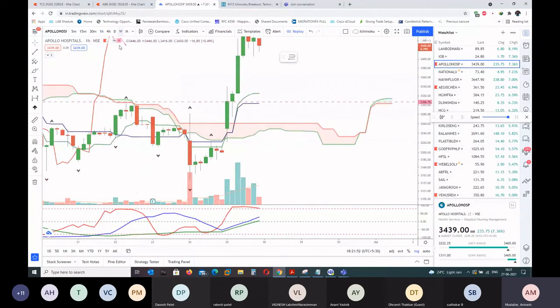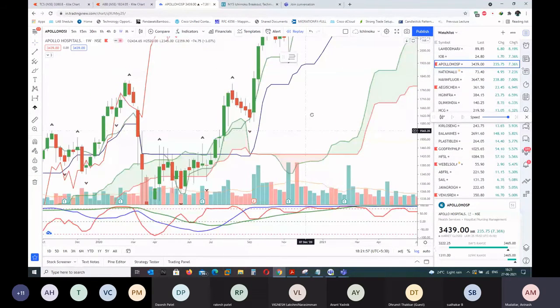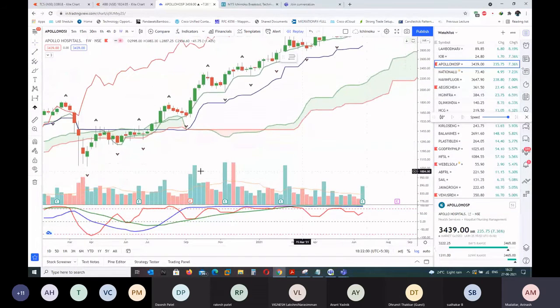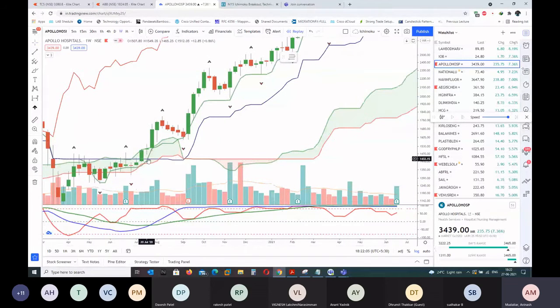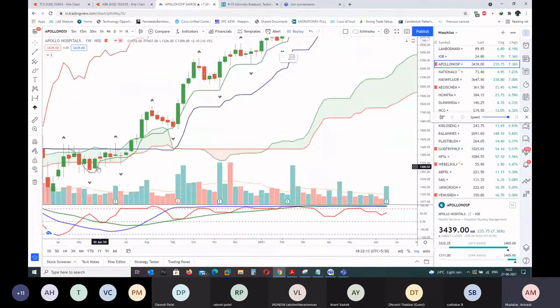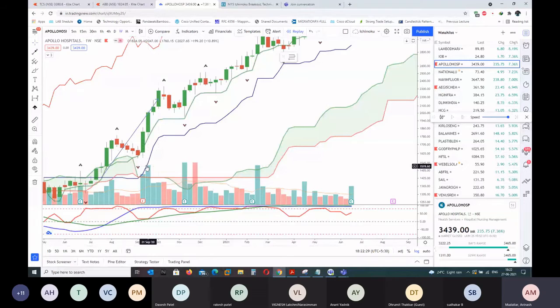Okay, Apollo. See, this is also fine. You can see a crossover upside. Then the pullback is very weak, then it continues moving up. So this is kind of an impulsive move only. I'll count it as an impulsive move because this is a weekly time frame. 1 2 3 4 5 6 7 8 9 10 11 12. So it's more than 9 candles and it has not retraced to Kijun.